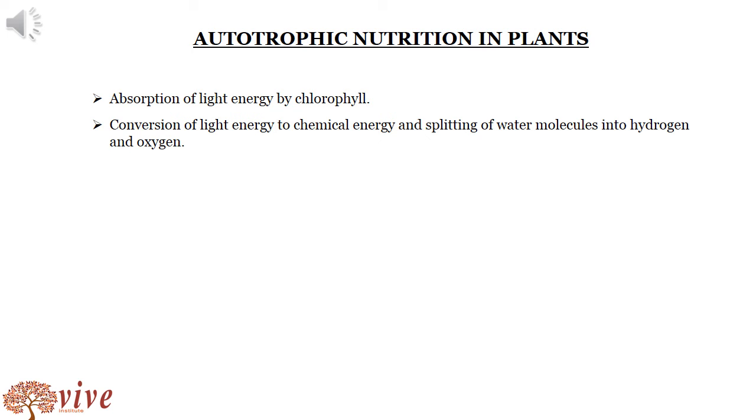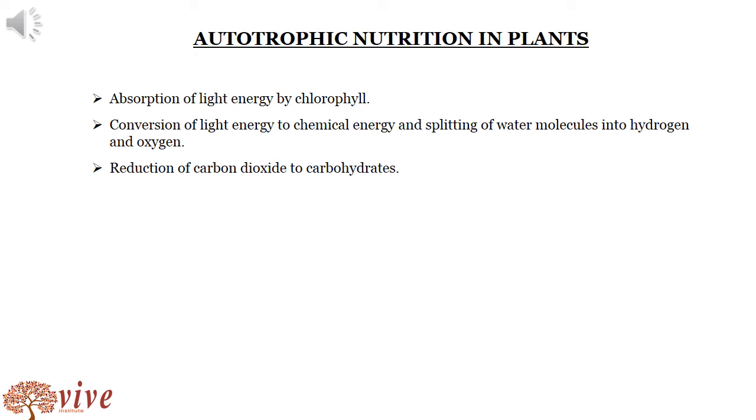Basically, photosynthesis includes three steps: absorption of light energy by chlorophyll; conversion of light energy into chemical energy and splitting of water molecules into hydrogen and oxygen; and reduction of carbon dioxide to carbohydrates. Reduction here means addition of hydrogen to a carbon compound.